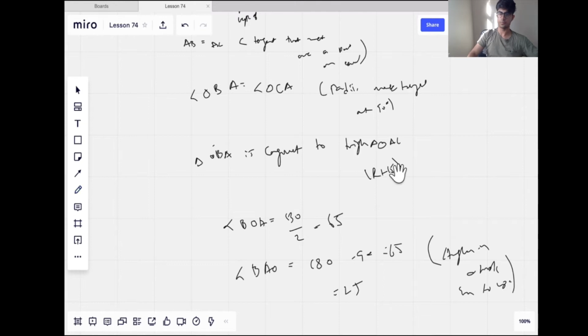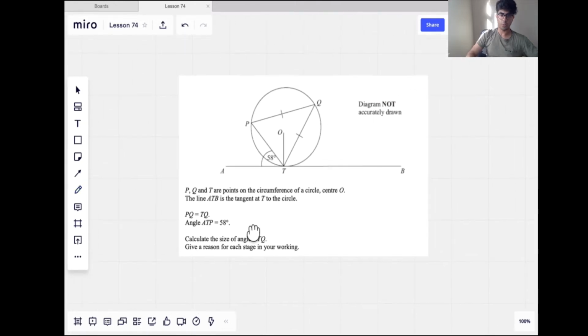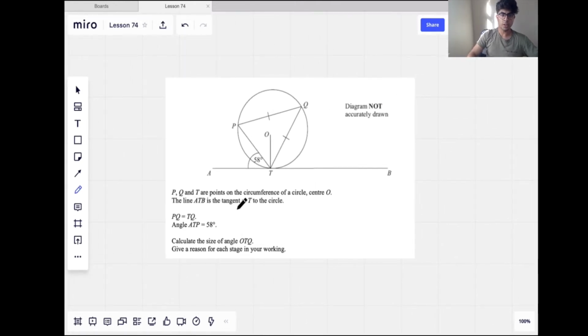Another question we have: P, Q, and T are points on the circumference of a circle with center O. The line ATB is tangent to the circle at T. PQ is equal to TQ. Angle ATP is equal to 58. Calculate the size of angle OTQ, that is, O to T to Q. So we're looking for this angle over here.